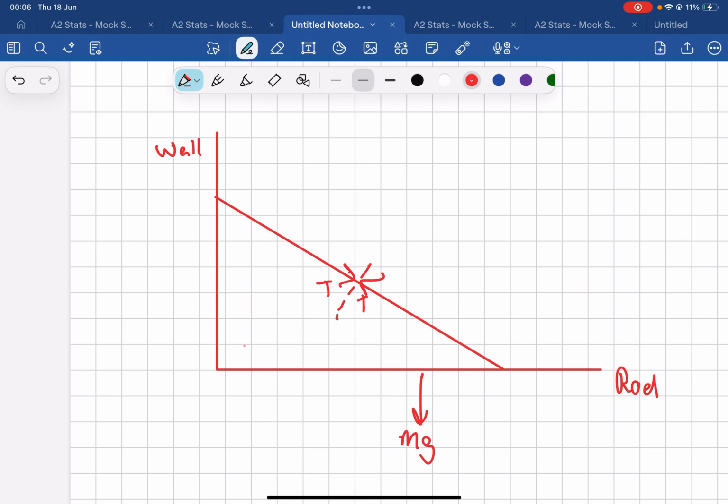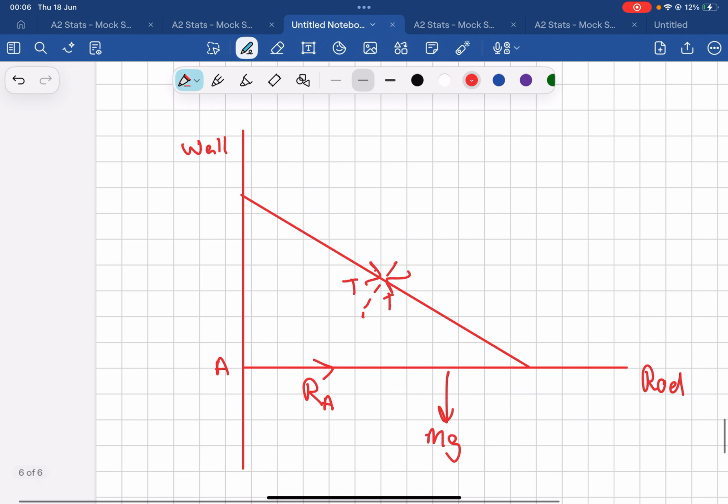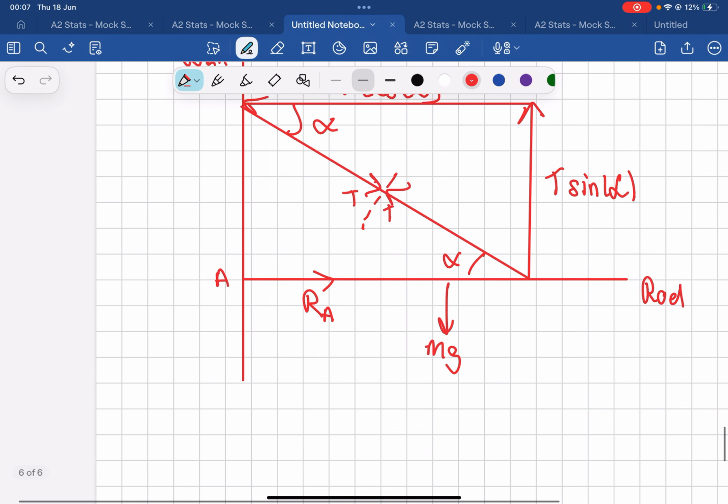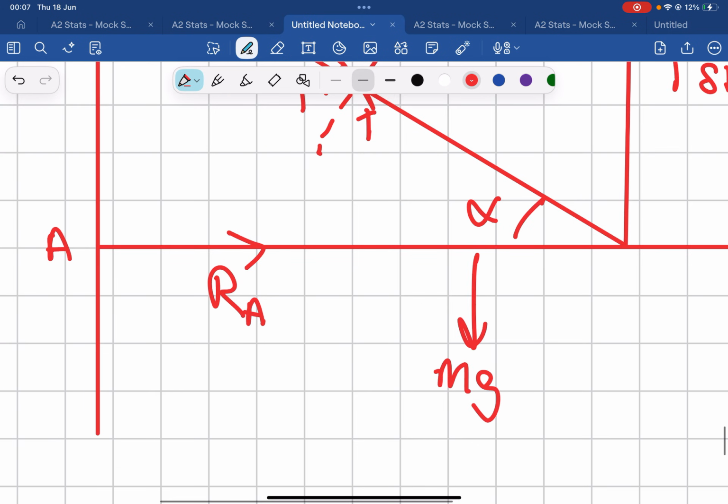We can say we've got a reaction force from the wall acting on this. That would just be here. So we can call that R, let's go to point A, RA. And let's just resolve our forces. So we've got alpha there. This is T sine alpha, obviously going upwards. And we've also got T cos alpha. We can also resolve mg. Let's do that real quick.